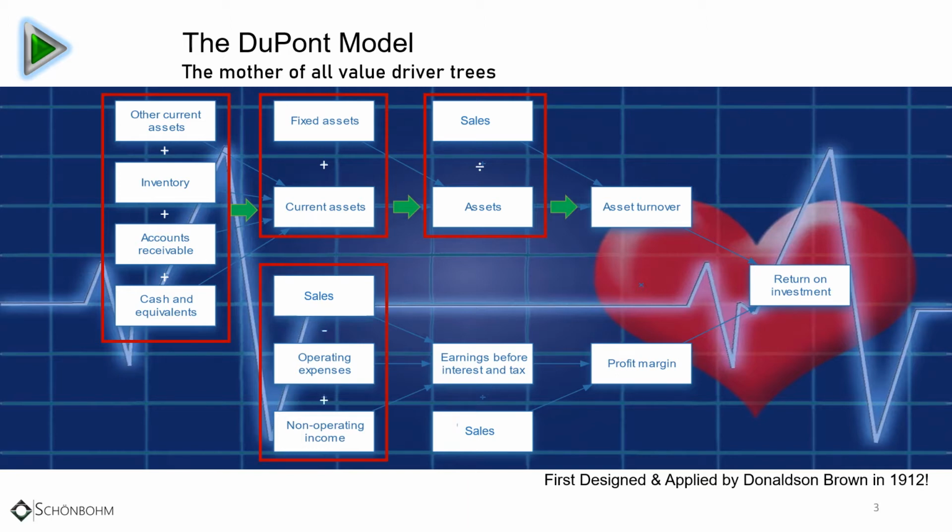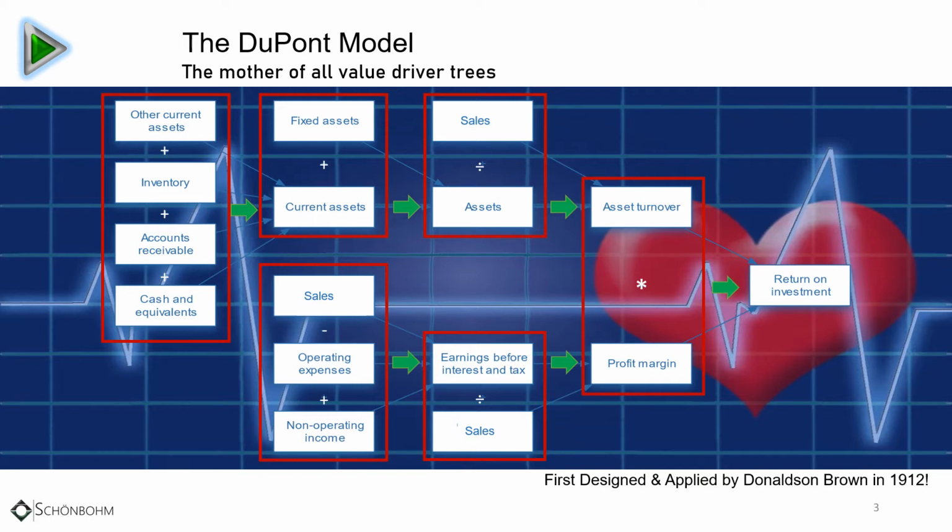We then look at the profit line. The profit line works like that: we take the sales, we deduct the operating expenses and add eventually non-operating income and end up with the earnings before interest and tax. We divide earnings, or the EBIT, by sales and end up with a profit margin. So we have asset turnover and the profit margin. And when we multiply both, we end up with return on investment.